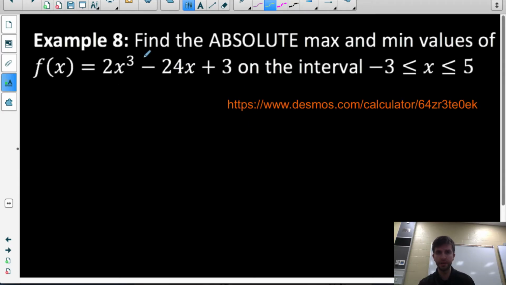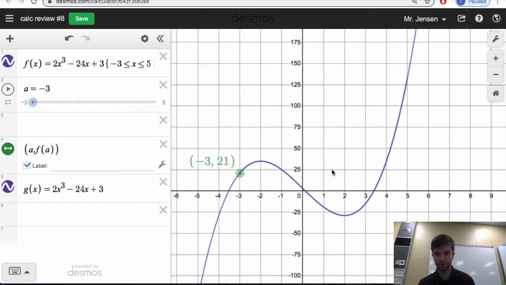So example 8. Find the absolute max and min values of f at x on the interval x being in between -3 and 5, including -3 and 5. So let's get a visual representation of what we're looking at for this question. Here's the degree 3 function, and we're interested in what is the highest or lowest this function goes on the interval between -3 and 5.